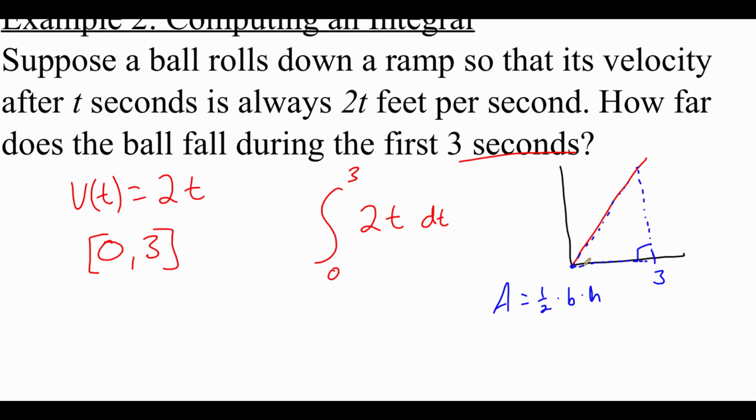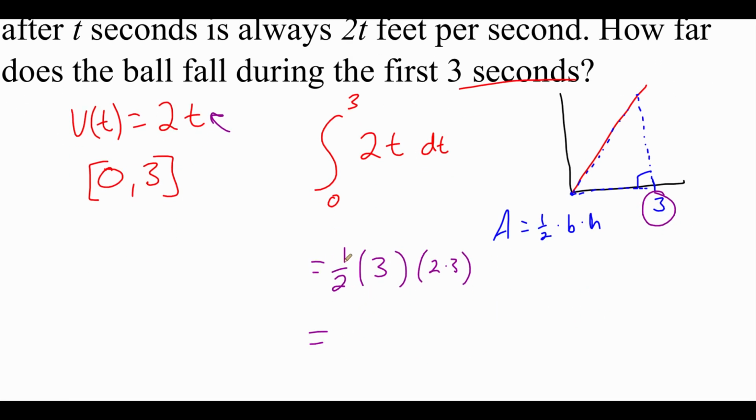So if we're going from 0 to 3, then going across the bottom here, that distance should be 3. So we're going to take 1/2 times that base of 3. Now I need to figure out how tall this triangle is at that t value of 3. So I need to take that 3 and plug it into my function. So I'm going to be taking 2 times 3 to give me a height of 6. Now if I do 1/2 times 3 times 6, we should end up getting 9. Now this is a distance, and we're measuring this in feet, so this is going to be 9 feet. So during the first 3 seconds, that ball falls a distance of 9 feet.